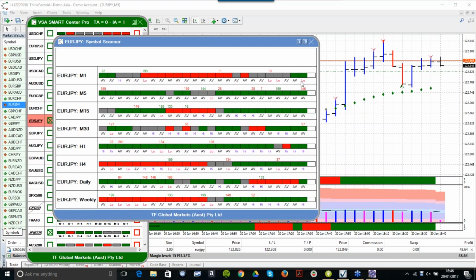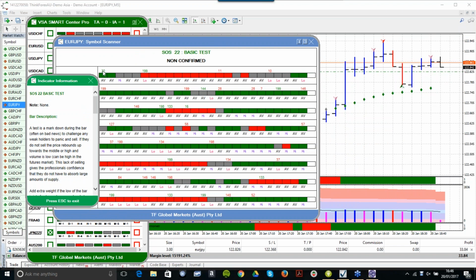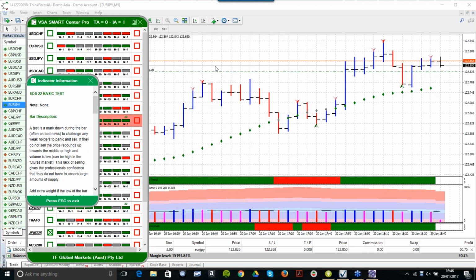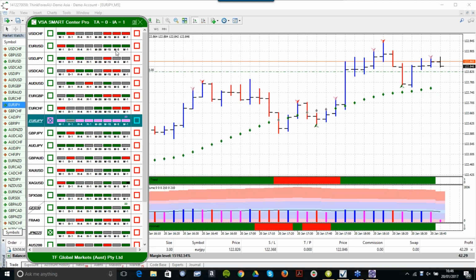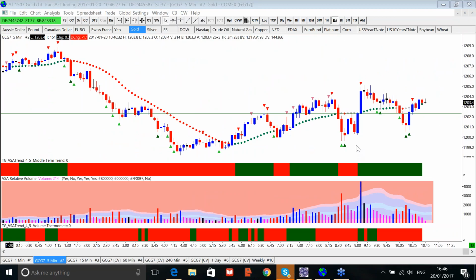Everything's green. All right, and here was the test. That was the test that came in, what, 20 minutes, 25 minutes ago, as it pushed up from there. So I could have entered a lot lower, actually. I was very late to that one. But Neil pointed it out, one of our customers. So thank you, Neil, for that. Going back to the futures. So that's the only Forex trade that we've had on Smart Center Pro at the moment that I can see.